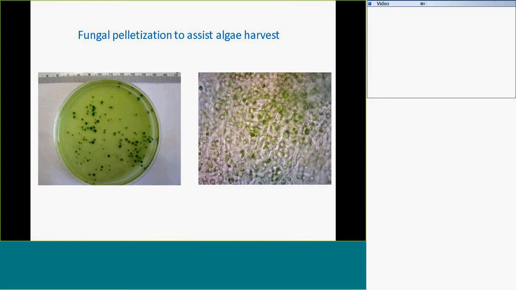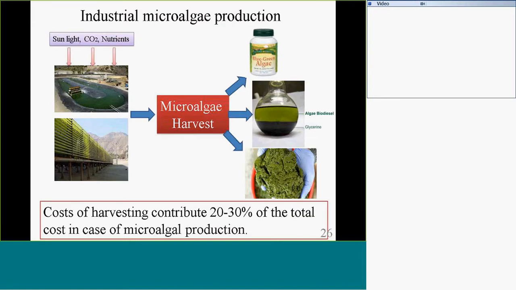Here is one application case we developed. It's called fungi co-pelletization to assist algae harvest. Industrial microalgae production takes place in a very large pond or sometimes in a lake. And when algae grow, people need to harvest them from the huge amount of water. How to do that? The algae can be used for a lot of applications: protein extraction, oil production, biodiesel production. But first thing first, you have to get them out, concentrated.